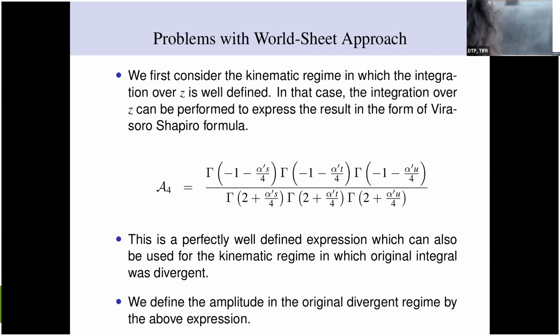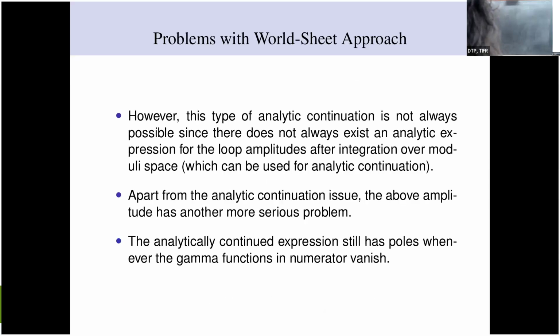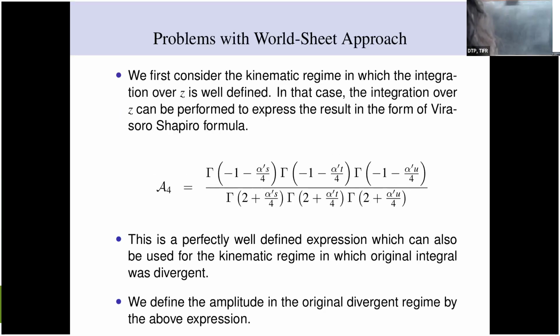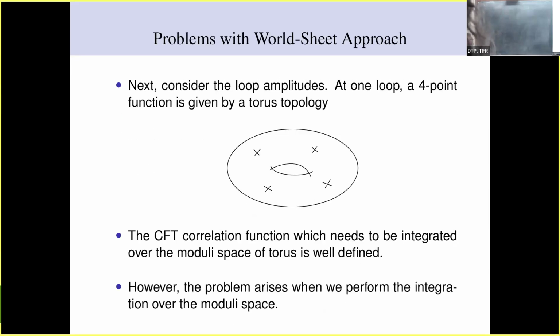But I also didn't understand, why was it a problem? No, so it's okay. It's not a problem at this step for the tree level. Its interpretation is just that you have some on-shell particle that's propagating. That's it. But this becomes a problem when we go to the loop. So at, say, one loop, the 4-point function is given by this torus topology.